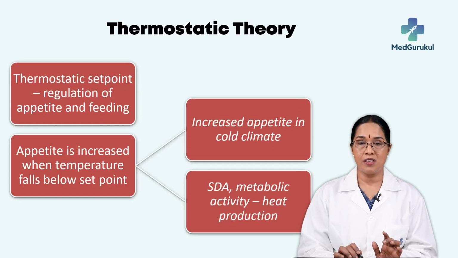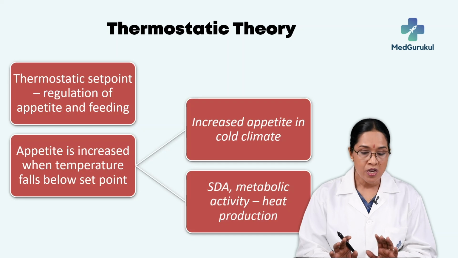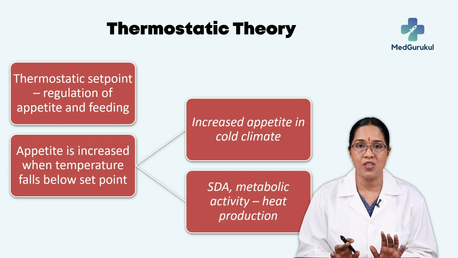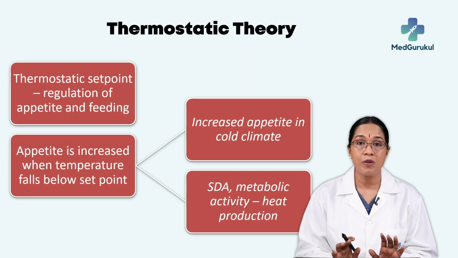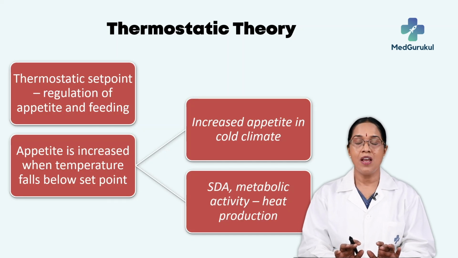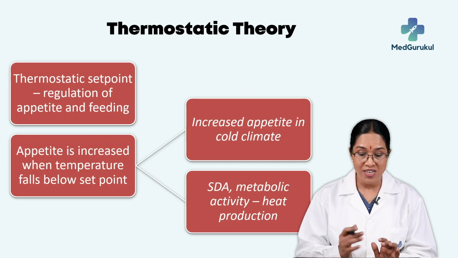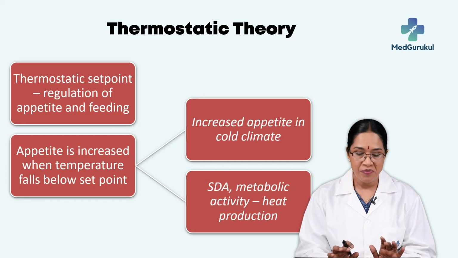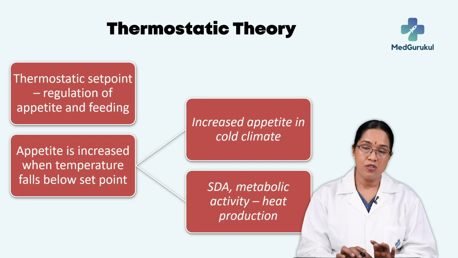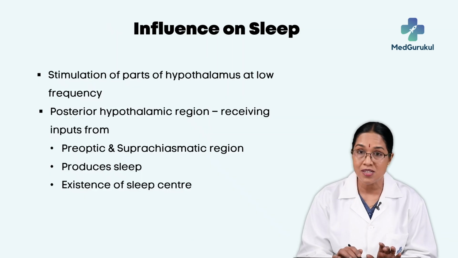Now coming to the thermostatic theory. The word itself tells you it has something to do with temperature. So a thermostatic set point is there, which is regulating the appetite and feeding. This you would have come across. Appetite is increased when the temperature falls below a set point. In cold weather, there is a tendency for you to eat more. So that is increased appetite in a cold climate. The SDA and the metabolic activity will actually increase the heat production. So that is about all the theories which are determining the feeding center and the satiety center.